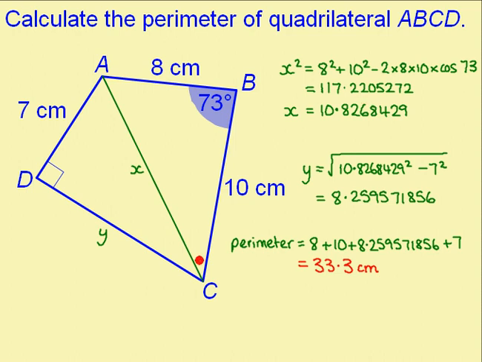The first stage was to find the length of side x using the cosine rule. I get this, and I've left it like this because it's not the final answer yet. Then I use Pythagoras in this triangle to work out the size of y. I get this, and again, I've left it like this because it's not the final answer. Finally, to calculate the perimeter, I add the 4 sides of the shape together. At this point, I can round my answer off.